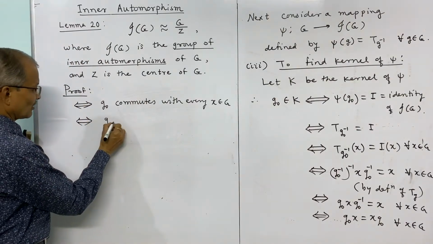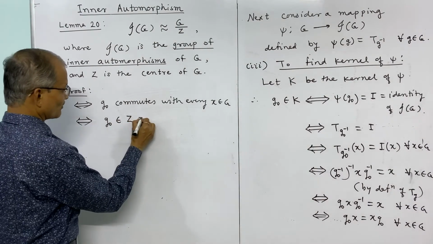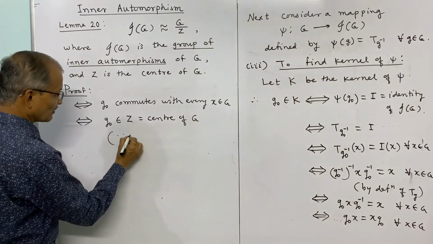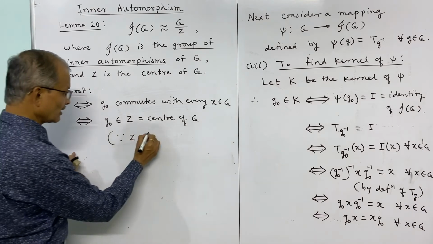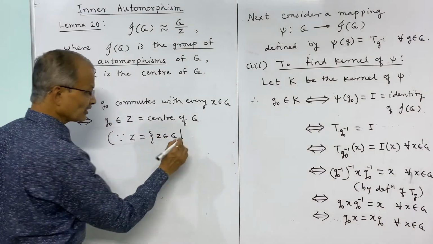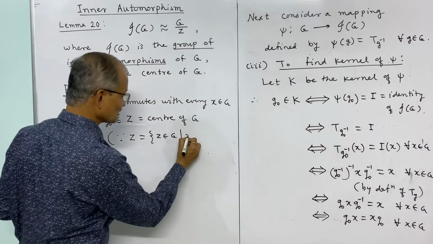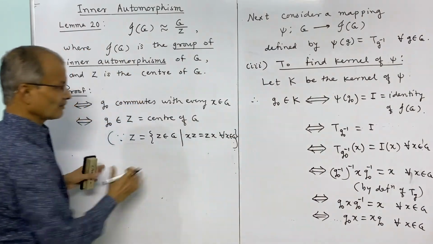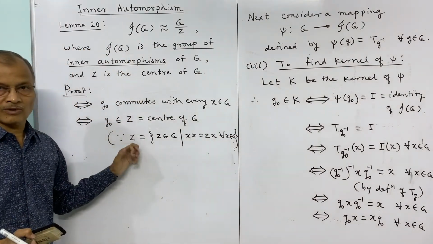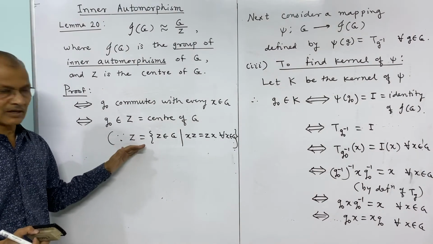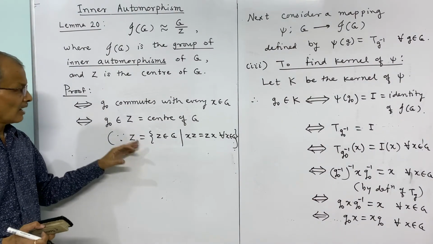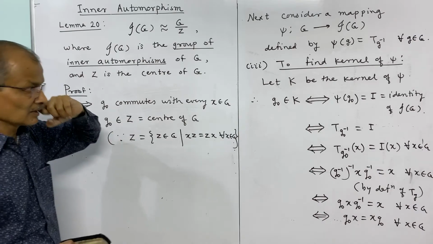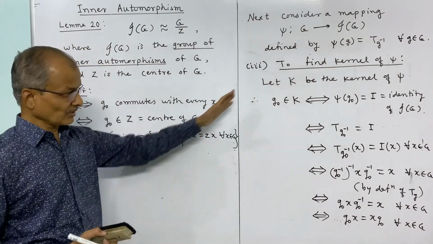This means G0 belongs to Z, which is the center of G. See, because what is the definition of Z? Center of G, Z contains those elements in G which commute with every element of G. Z belongs to G such that zx is equal to xz for all x belongs to G. That is the definition of the center of a group, and we have proved that the center of a group is also a normal subgroup, and thus G0 is in Z.